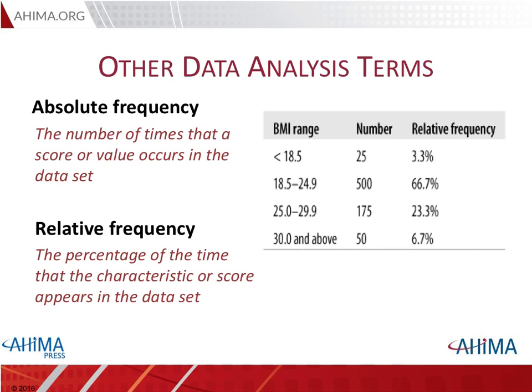The relative frequency in a data set is the percentage of the time that the characteristics or score appears in the data set. Since 500 of our 750 patients fall within the 18.5 to 24.9 BMI range, our relative frequency for this category is 66.7%, because 2/3 of our patients have a BMI within this range.